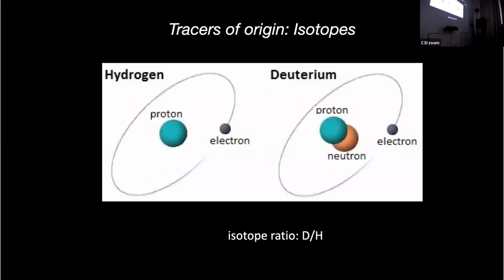One proton, one electron, and deuterium has in addition a neutron, which has no chemistry. So the two isotopes have the same chemistry, but the ratio between deuterium, with a neutron, and hydrogen, I will show you, shows a huge variation in the solar system. So these are traces of origin and also processing, because this isotope ratio can also vary according to physical processes.